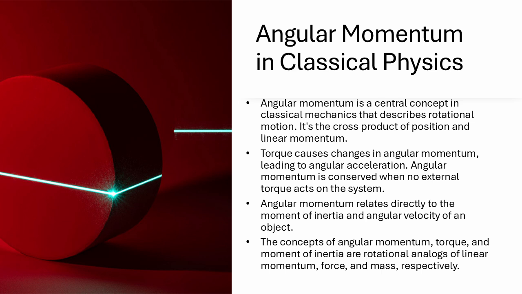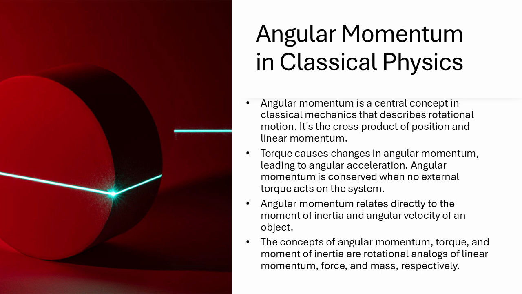Think of it like the spinny cousin of linear momentum, the one we use to describe motion in a straight line. And just like linear momentum, angular momentum is a vector, which means it has both a magnitude, how much oomph the spin has, and a direction. And to figure out that direction, we can use something called the right-hand rule. It might seem a bit quirky, but it's a handy trick.